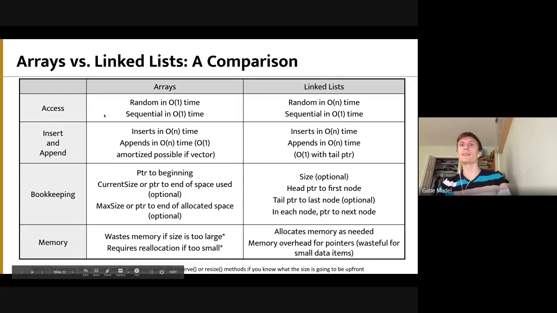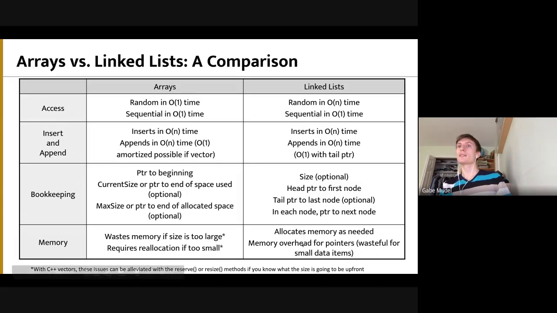So arrays waste memory if the size is too large. Again, from 280, you should remember, I believe it was a lab, that you have to make an array grow once the capacity is exceeded, right? So if we have an array with a capacity of 5, we fill it up to 5, and then we try to insert a new element, we're going to have to double the size of our array. So that will obviously waste memory if the size gets too large. It'll also require reallocation if it's too small an array.